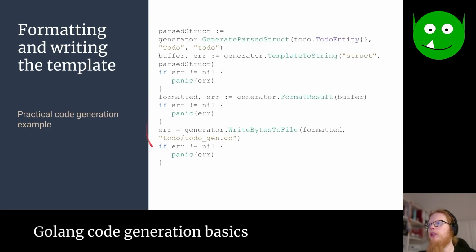And then we write out the file. In this case, underscore gen is the name of the file. This is the folder to write to, the todo folder for the todo package. And underscore gen is to show that this is a generated file.